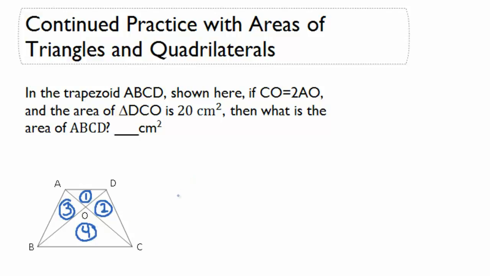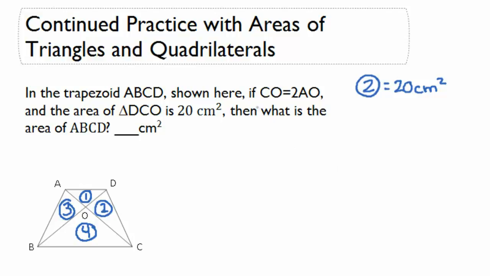Now, let's look at what information we've already been given. We're told here that triangle DCO is 20 centimeters squared. That's this triangle right here, DCO. It's triangle 2. So let's add right up here that triangle 2 is equal to 20 centimeters squared. That's one area that we've already been given.